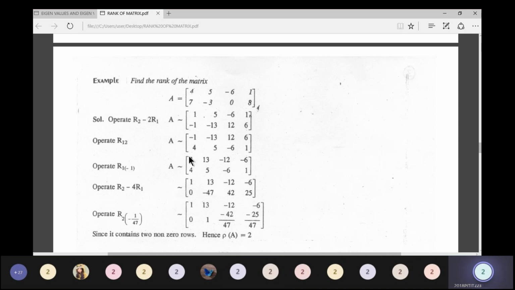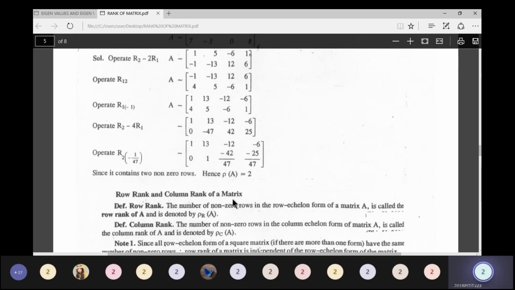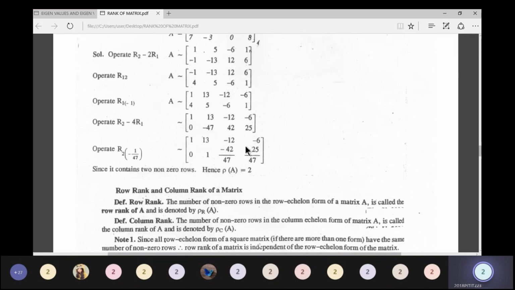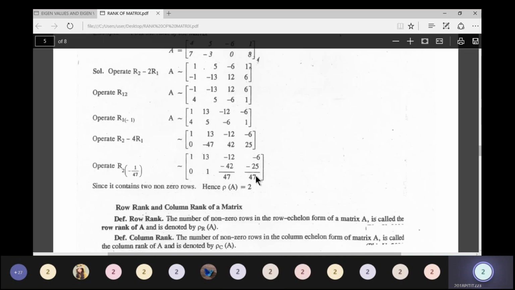After that I am multiplying by -1 throughout R1. So it is 1, 3, -2, -6. After that R2 is written as R2 minus 4R1. So that is our transformation. So 5 minus 4 into... after simplification I am getting this. After that I cannot continue, okay, I am having two non-zero rows, so rank of A is equal to 2.